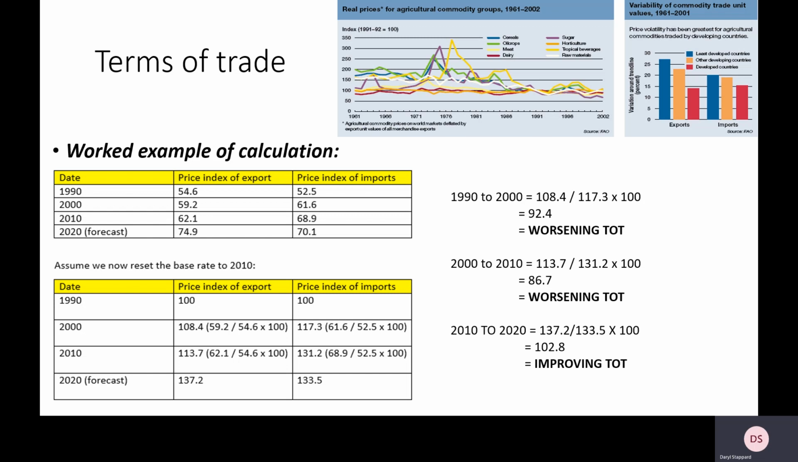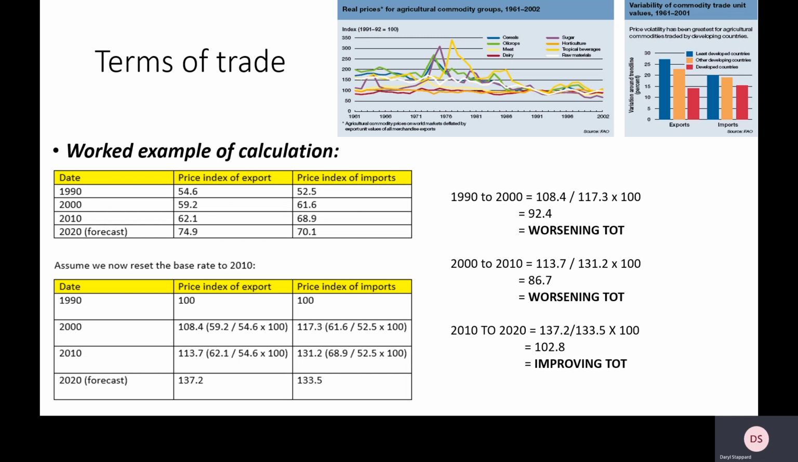From 2000 to 2010 we've got the same trend. So we've got worsening terms of trade, and then from 2010 to 2020 we can see the economy has benefited from improving terms of trade. For the same basket of exports we can now buy more imports.